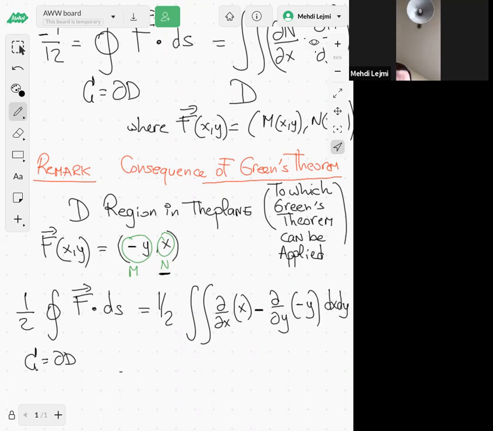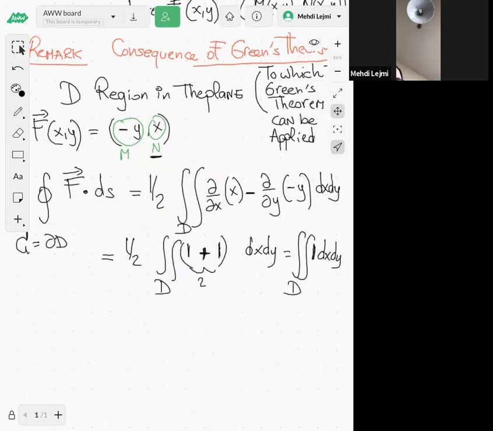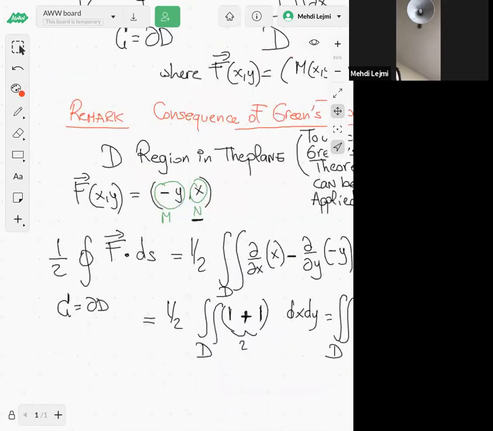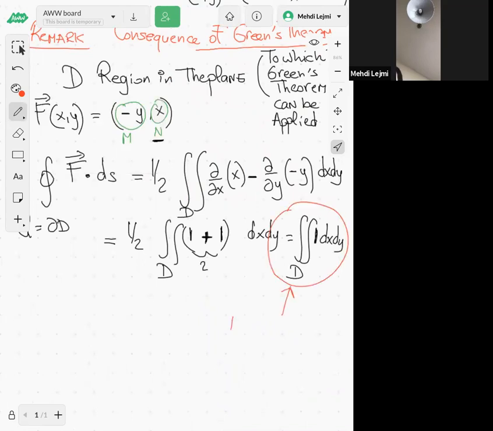So that will be equal to half, over D, of course, the derivative of x with respect to x is just 1, minus the derivative with respect to y of minus y, that will be minus 1, so minus minus will be plus 1, so that's 1 plus 1, dx dy. That will be 2, and times half, that will be 1. So this is just 1 dx dy over D, and this thing here, by definition, is the area of D.